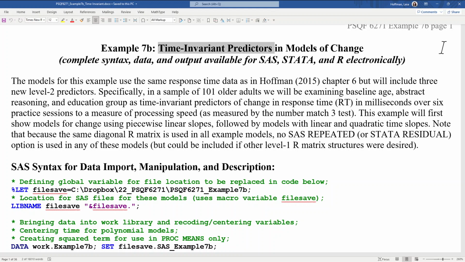All right, I think that's everything that we talked about to start off with this example. These data are the same data featured in example 6. So we have 6 sessions of practice in a task where response time is the outcome.